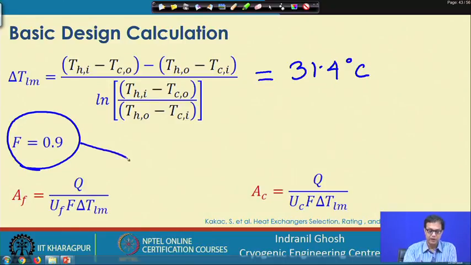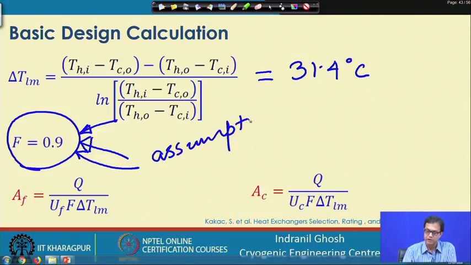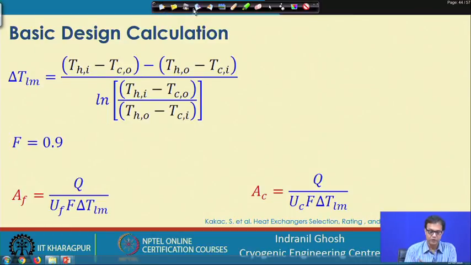We have already learned what would be the corresponding correction factor for a cross flow type, or when we have a single pass, single tube heat exchanger, single shell, but we are just assuming it at this moment. This assumption has to be rectified later on. So, this is an assumption, and based on that, we have the knowledge of Q, we have the knowledge of delta T m, we have the knowledge of U f, and we have assumed a correction factor.